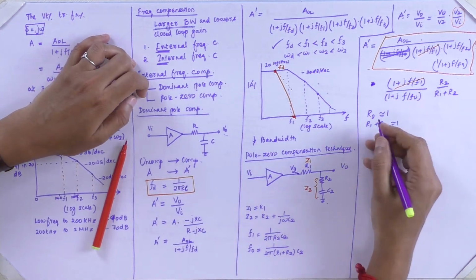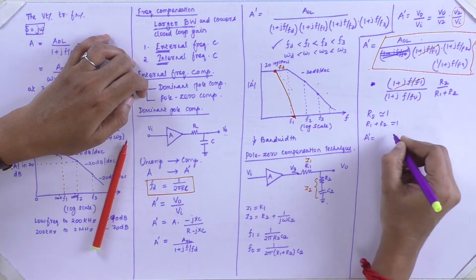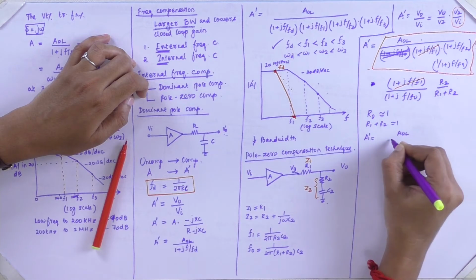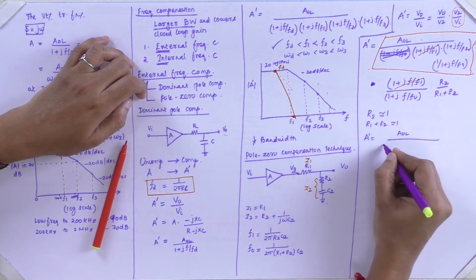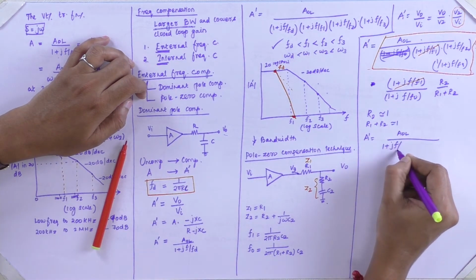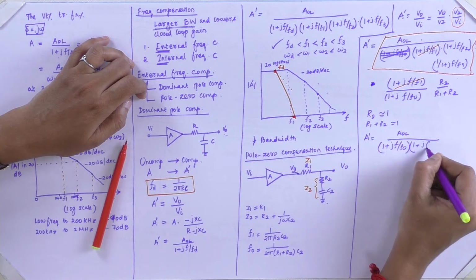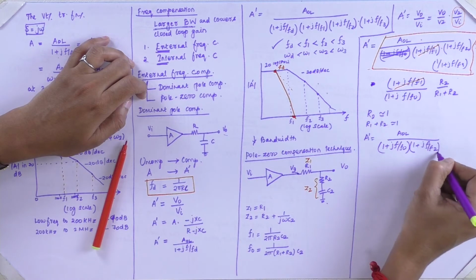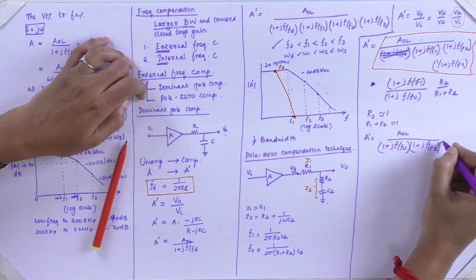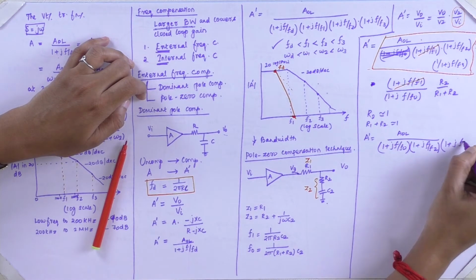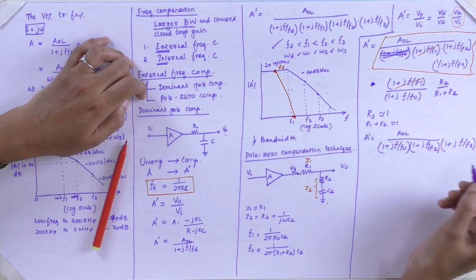So I can write directly A dash is equal to AOL divided by, now you can include that F0 factor. So 1 plus j F by F0 factor, and 1 plus j F by F2, we made cancel that F1 factor. So 1 plus j F by F3.